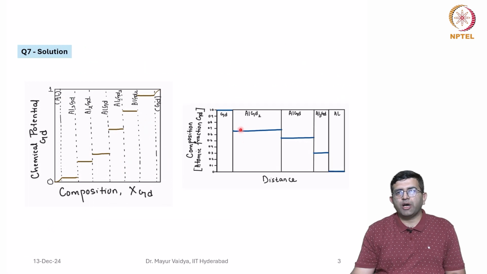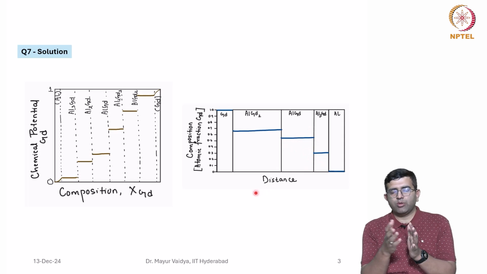And the second part, as I said, not all these regions need to be visible in the interdiffusion zone. In the question, it was given that you have AlGd2, AlGd and Al3Gd in the ratio of 3:2:1. So, remember when you draw the composition profile, that ratio approximately has to be maintained. So, the AlGd2 thickness is the maximum, followed by AlGd, followed by Al3Gd.